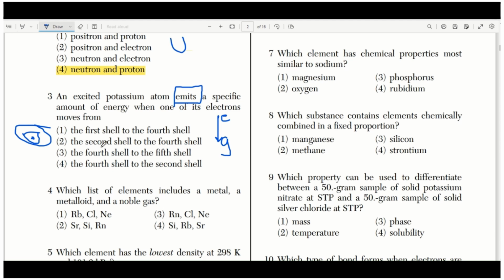Let's look at our answer choices. From first to fourth, that's going up. Second to fourth, that's going up. Fourth to fifth, that's going up. Fourth to second, aha, that is going down. That is our answer, where energy is released or emitted. A fun fact for this question is that you can play one of these things is not like the others. If three of these have an increase and one has a decrease in the energy levels, it should be obvious which one is the answer.